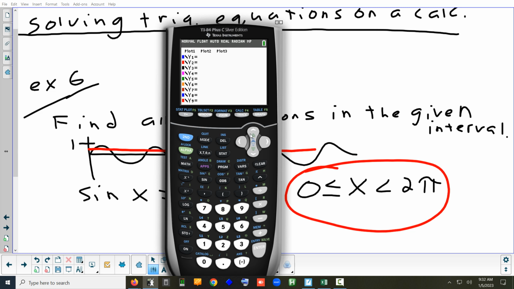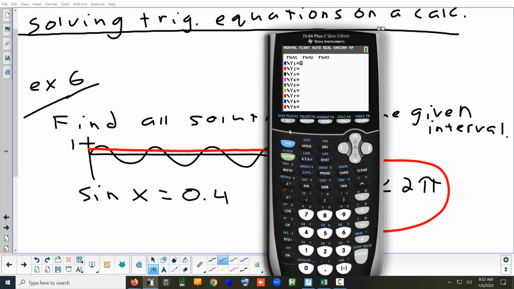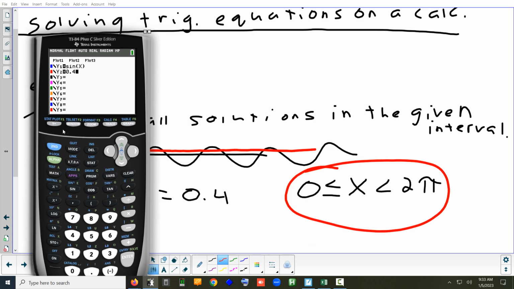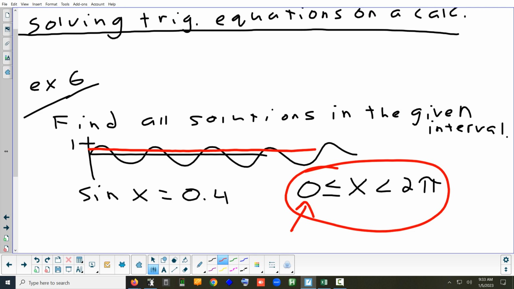Sam, does it matter which one I put in y1 and which one I put in y2? No, we're just graphing both of them. We're just looking where they cross. There'll be different colors, but the intersection point would be the same. So let's put sine of x in y1, and 0.4 in y2. The other thing we have to remember about the x-axis is that it represents an angle. These numbers represent a low value and a high value for an angle.